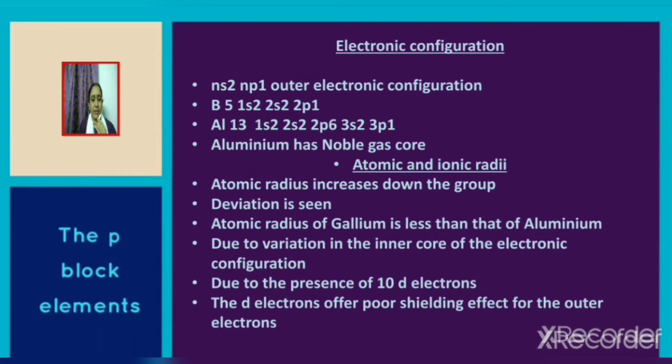Atomic and ionic radii. We know that atomic radius increases down the group, but deviation is seen in group 13 elements. Atomic radius of gallium is less than that of aluminium. It is due to variation in the inner core of the electronic configuration. It is due to the presence of 10 d electrons. The d electrons offer poor shielding effect for the outer electrons. So this is the reason why atomic radius of gallium is less than that of aluminium.